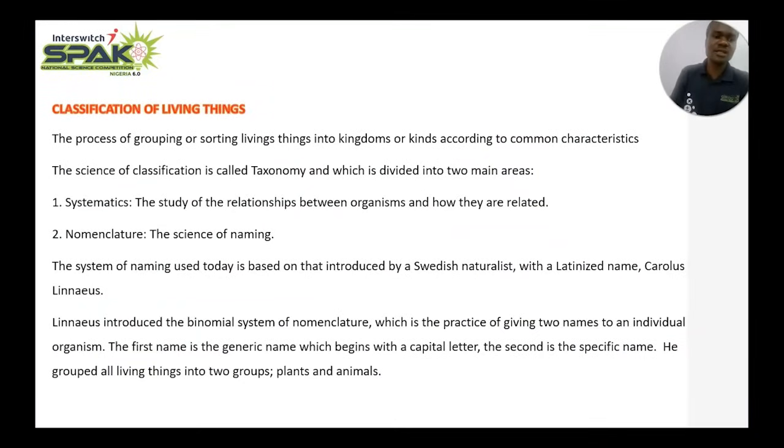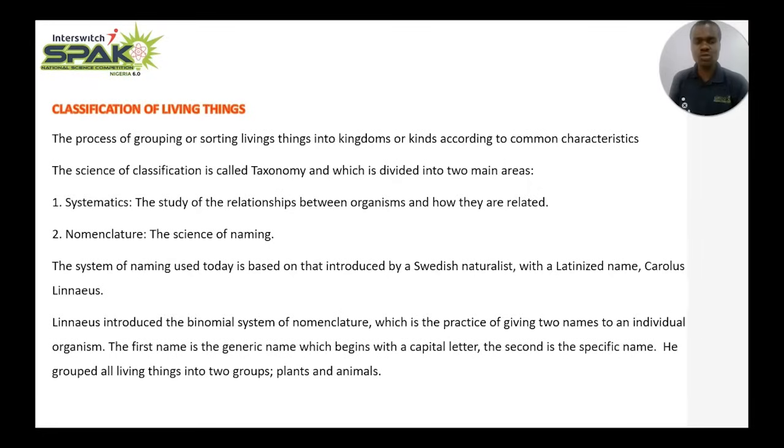Now, classification of living things. Classification of living things is the process of grouping living things into kingdoms according to common characteristics. And the science of classification is called taxonomy.